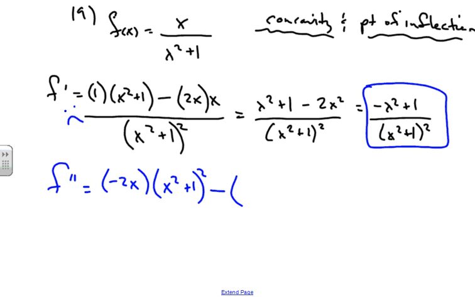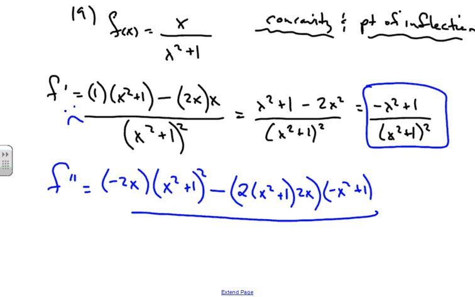We have to use the chain rule. Woo-hoo. That's always fun to do. Times the derivative of the inside, which is 2x, all multiplied by the numerator, which is negative x squared plus 1. And then we take the bottom squared. All right, so we got x squared plus 1, that quantity squared, which is to the 4th power. All right, so all of this, we're going to find the second derivative.